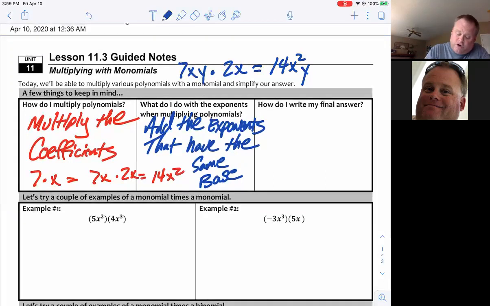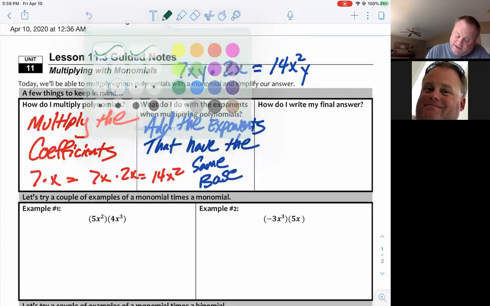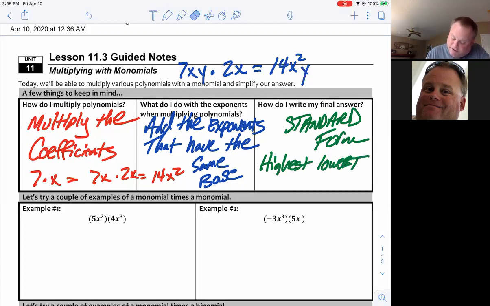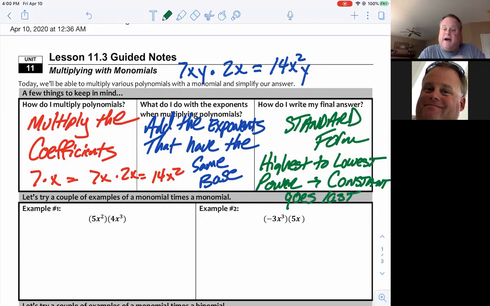Okay? Now, how do I write my final answer? Well, from this point forward, you always want to write everything in standard form. And remember that it's highest to lowest power, constant goes last. Ugh, can't spell sometimes. Highest power to lowest, constant goes last.